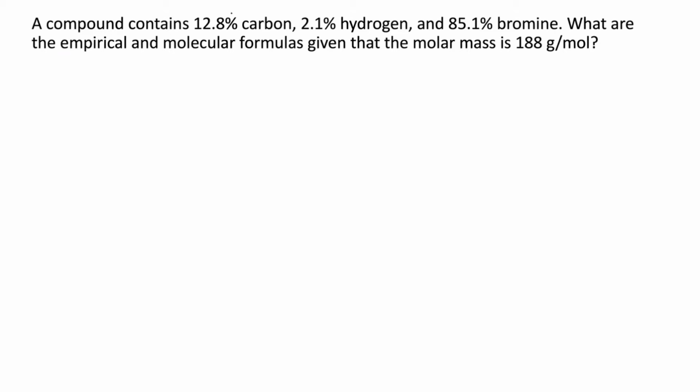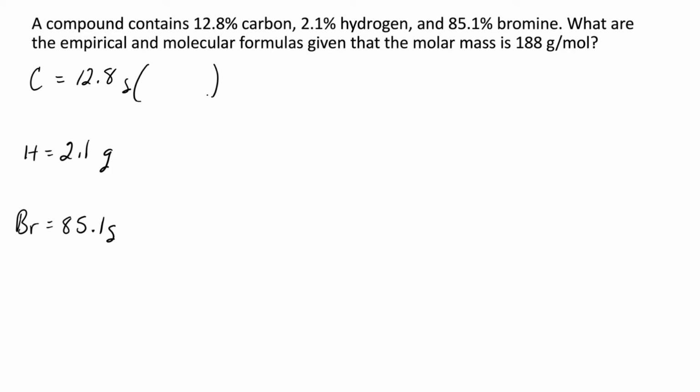Whenever we have percent by mass, we can assume that we're working with 100%. That allows us to say that carbon is 12.8 grams, hydrogen 2.1 grams, and we have 85.1 grams of bromine. Now that we have our grams, we're going to convert grams to moles. So for each one, we're going to use the molar mass from the periodic table.